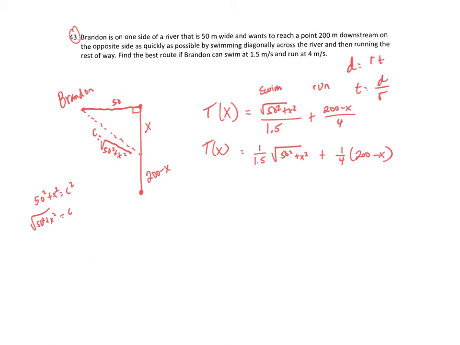Okay. So when I differentiate with respect to x, I have a chain rule in the first term. So I would have a 1/2 times a 1 over 1.5. So I have a 1 over 3, times 50 squared plus x squared to the negative 1/2, and then times the inner derivative of 2x. Okay. And the second term, if I were to distribute here, it's just linear. So the only term that will continue to come through is a negative 1/4.